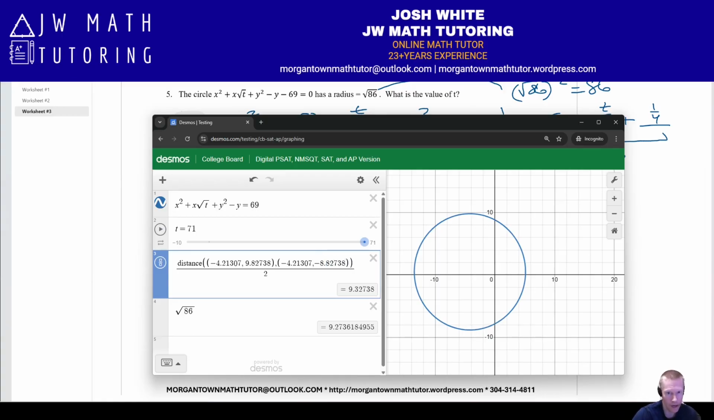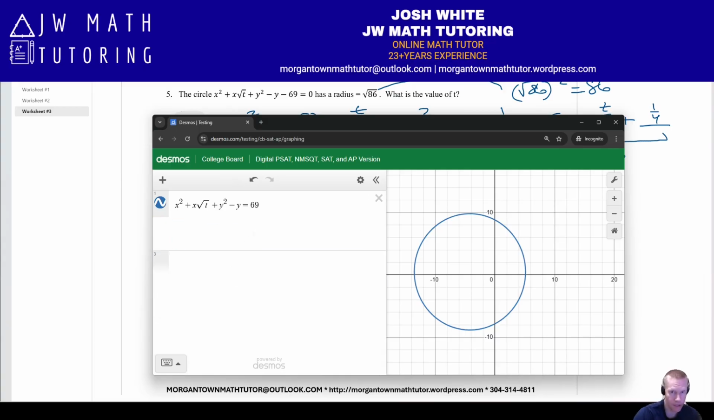Okay. So now I have the distance between them, and I've already got the divided by 2. So the radius length is 9.32, 9.33. But the square root of 86 is 9.27. So these do not match. So that tells you that 71 is not the correct answer. So this is a method you could do if it was multiple choice.